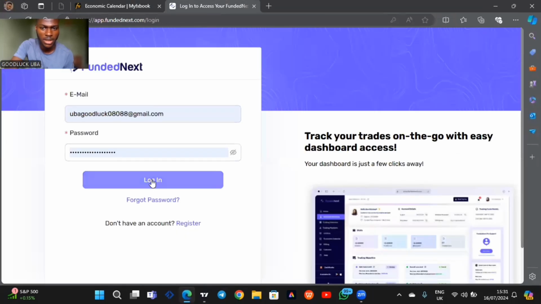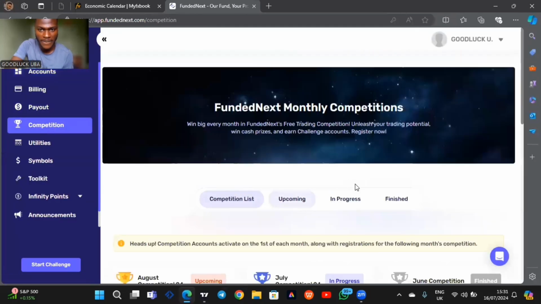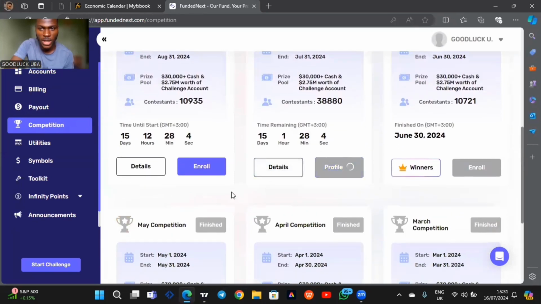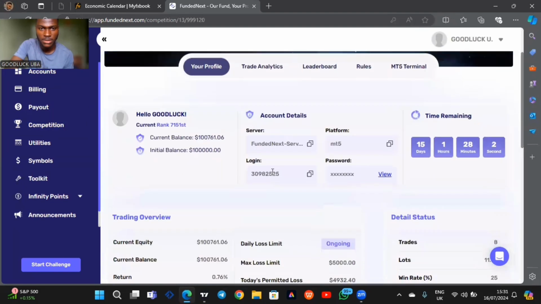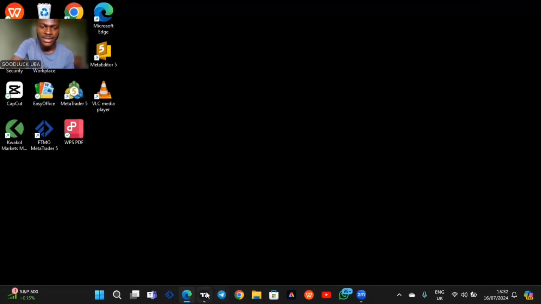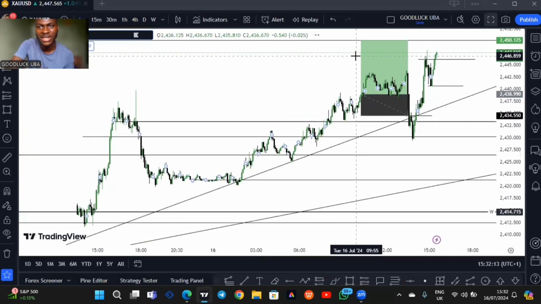Let me check my account if I can risk a little bit. This is the competition. I'm up 0.26%. So guys, I don't know. Trading is not easy. I don't know if I should enter again, but I'm looking at it like it's not worth it.